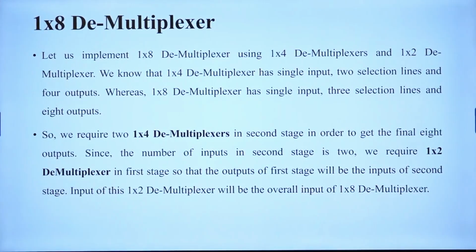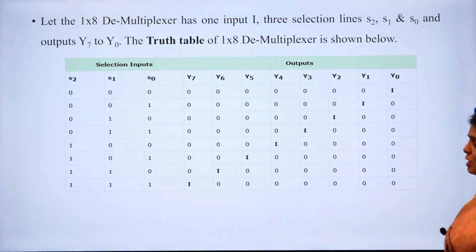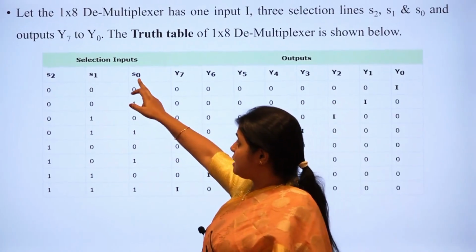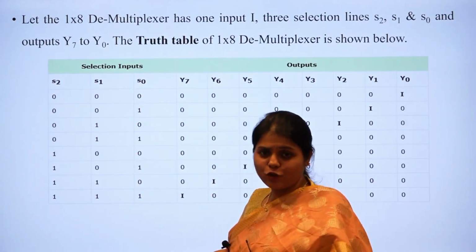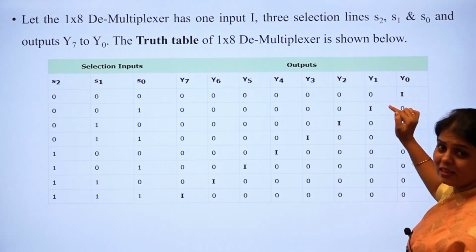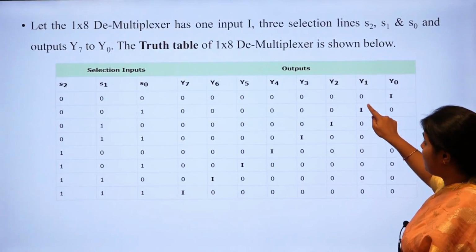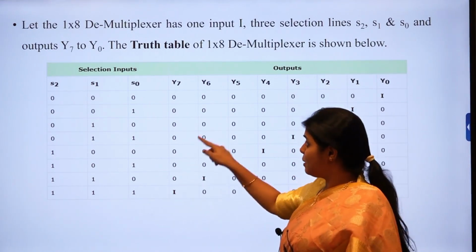How do we design the 1/8 demultiplexer? We will design it using 2 1/4 and 1/2 demultiplexers, like what we have seen for multiplexers. This would be the truth table. When I talk about 1/8, I have 8 outputs for which I need 3 select inputs: S0, S1, S2. For 3 select inputs, I have 8 different combinations starting from 0, 0, 0 to 1, 1, 1. When it is 0, 0, 0, the only input that I have will appear at Y0. When it is 0, 0, 1, I will appear at Y1. When it is 0, 1, 0, I will appear at Y2. Similarly, when it is 1, 1, 1, I will appear at Y7.